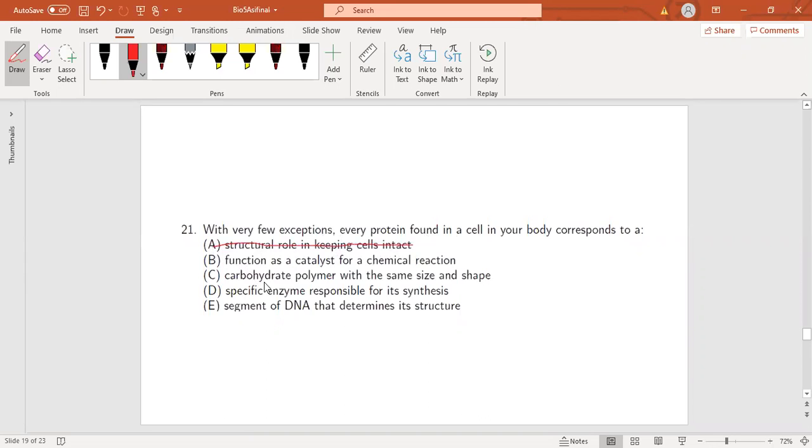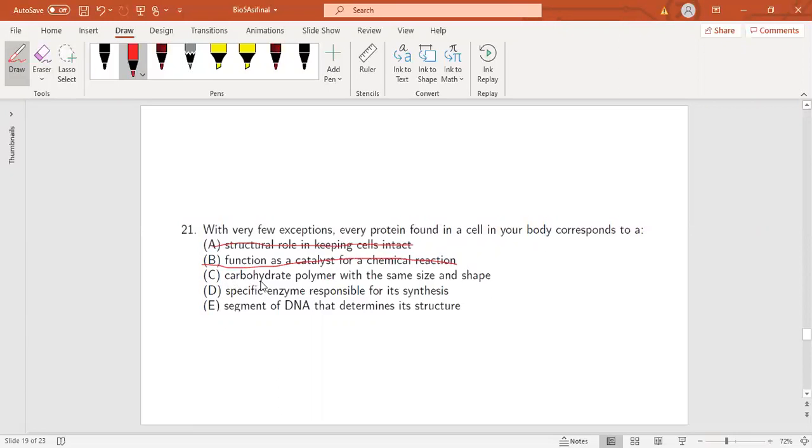B is saying function as a catalyst for a chemical reaction. Well, we have heard of catalysts being enzymes. However, enzymes are proteins, just very specific types of proteins. Right? We have more than just enzymes as proteins in our body. So B is very specific.